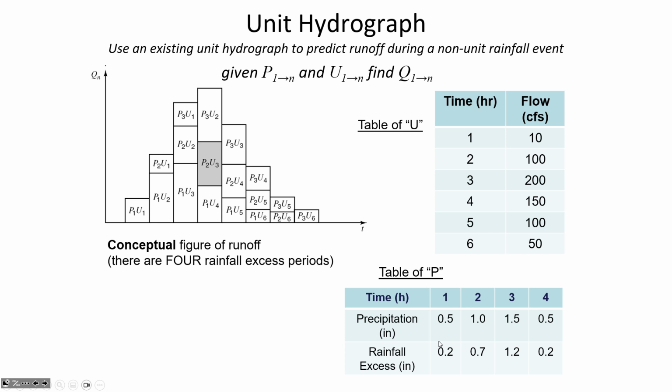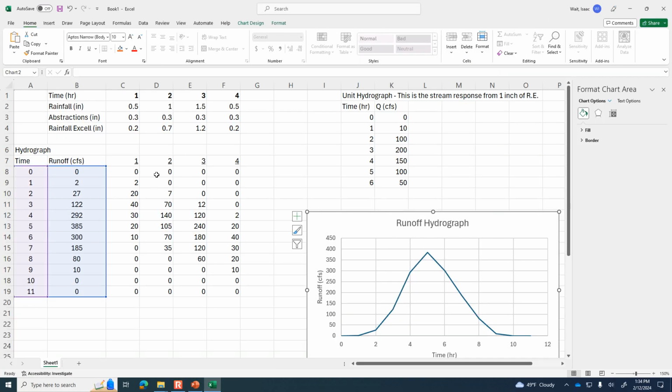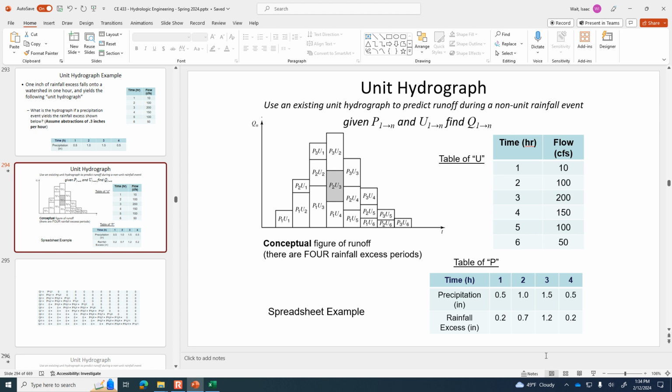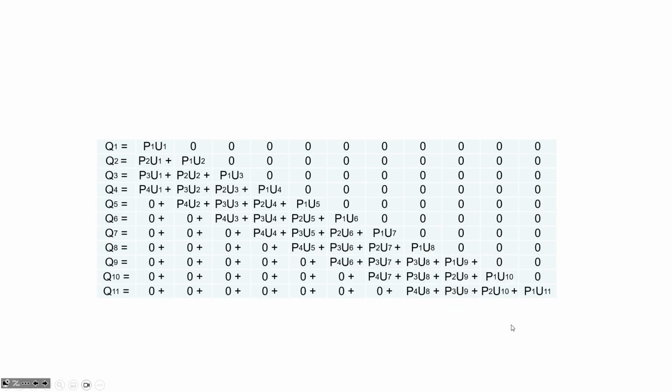So what we did was we subtracted out the abstractions and found the rainfall excess, and then we used the unit response, and each hour it's a row lower. So here in the spreadsheet, for each subsequent hour we offset where the response begins by 1 row. So here's the equation: if we were going to go through our spreadsheet and see what the flow rate is at any given time, you can see what part of the watershed is contributing at a given time and which pulse of rainfall is arriving at the outlet at that time.